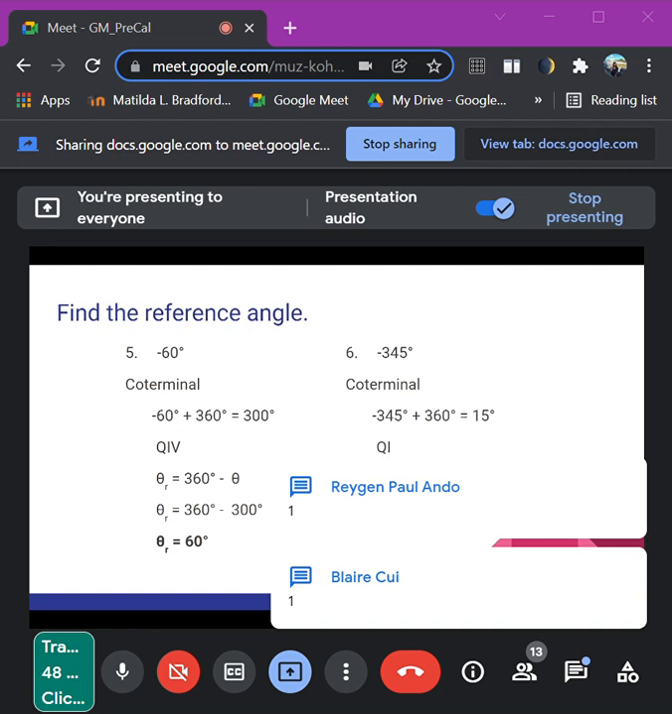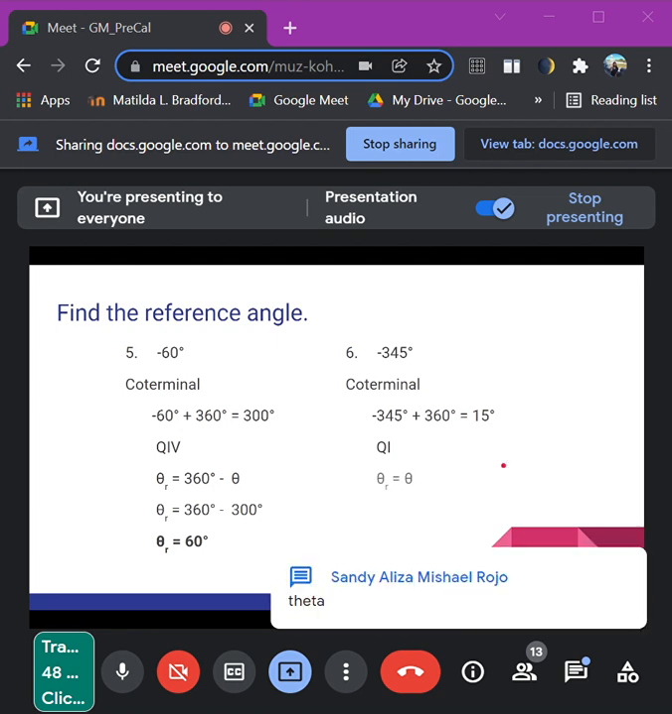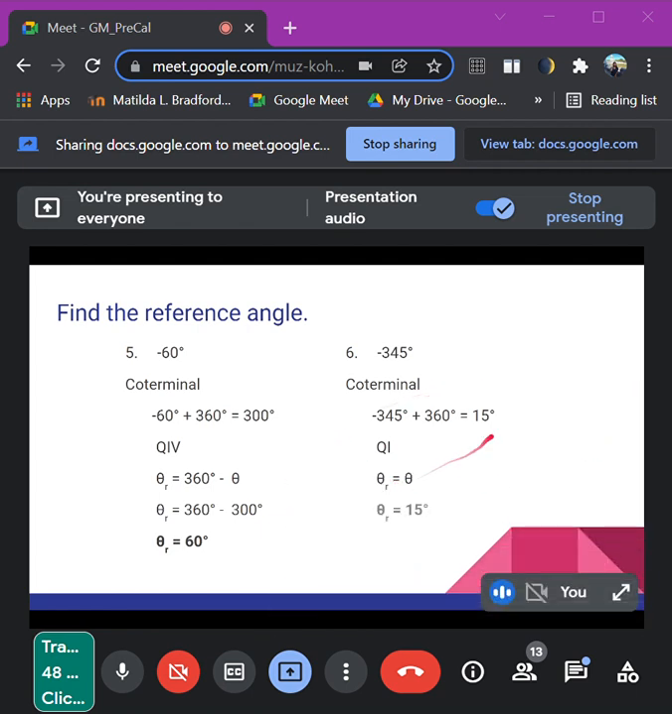So, what's the formula for quadrant 1? Okay, ang iyahang reference angle kay same ra sa given. So, you have there, your reference angle is 15 naman ta. So, 15 po iyahang reference angle. Okay, so good job. Now, do you have any questions for this?